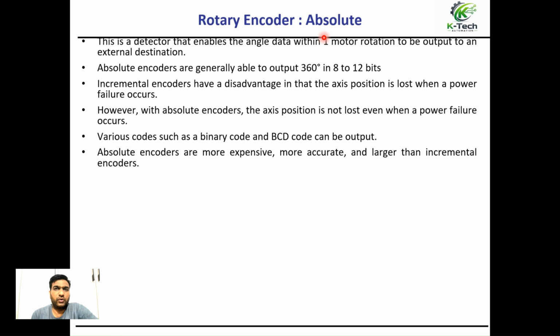Rotary encoder, absolute. It detects the angle data within one motor rotation and outputs it to an external destination. Absolute encoders are generally able to output 360 degrees in 8 to 12 bits.